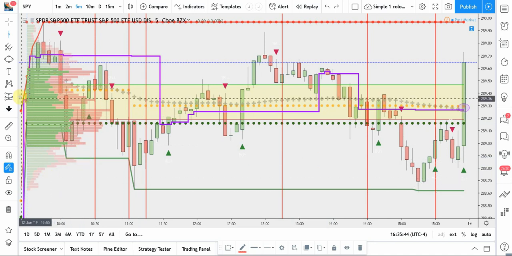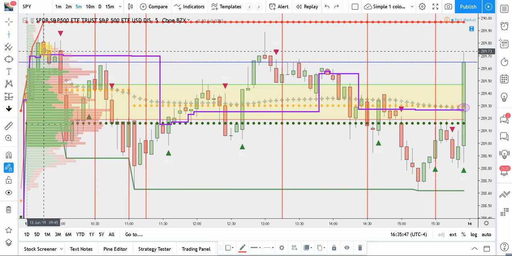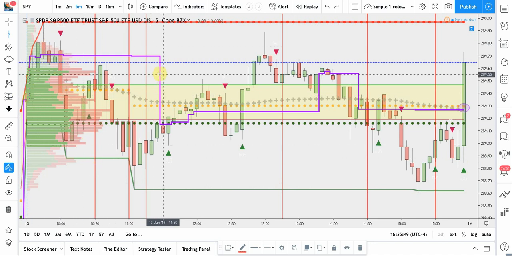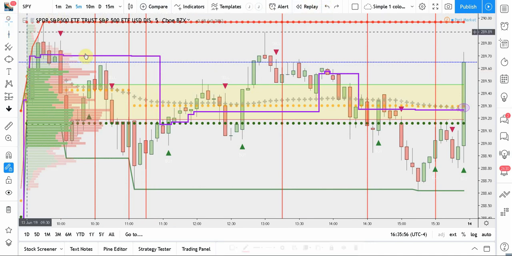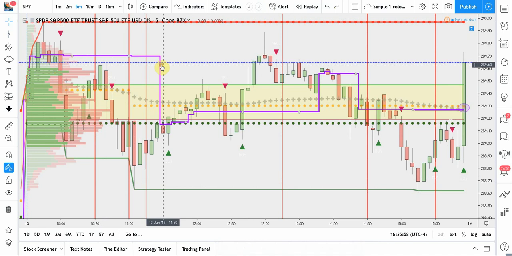So anyway, when you had a strong initial move up here, let's see if I can make that volume profile go back behind. Get onto that. Excuse me.